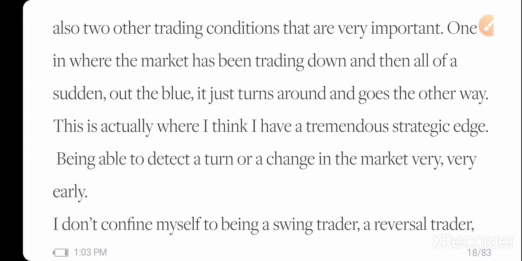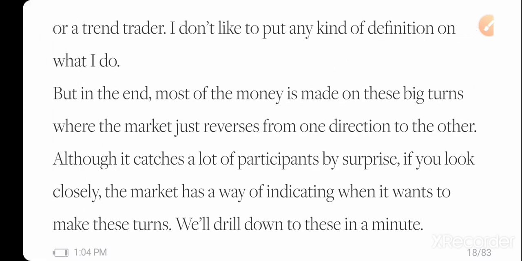Pardon me for my minor errors, okay? Please. Being able to detect a turn or a change in the market very, very early. I don't confine myself to being a swing trader, a reversal trader, or a trend trader. I don't like to put any kind of definition on what I do. But in the end, most of the money is made on these big turns where the market just reverses from one direction to the other. Although it catches a lot of participants by surprise, if you look closely, the market has a way of indicating when it wants to make these turns. We will drill down to these in a minute.